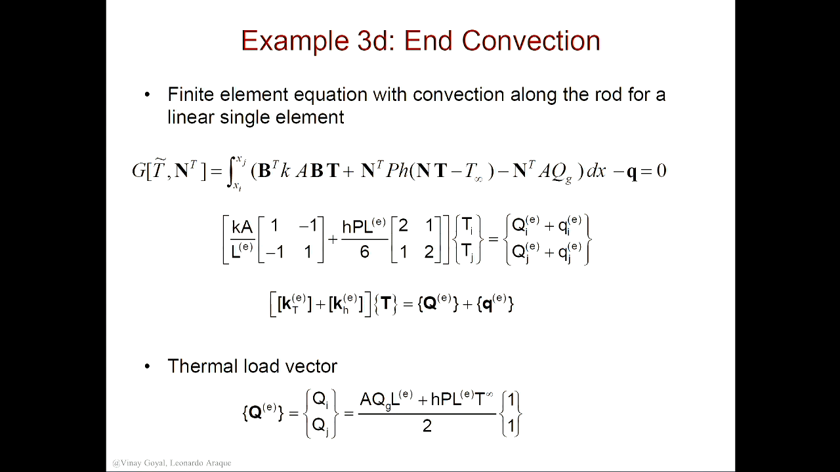And then these guys go to the other side, just like before, and this one goes to the other side. The Q is this one, and this Q has been integrated over 0 to L, N transpose AQG. I'm calling it QI and QJ, just like before. The thermal load vector, if I were to calculate it for linear elements, QI and QJ, you basically get AQGL plus HPLT infinity. It comes from this one. So N transpose pH T infinity goes to the other side of the equation. That's this contribution. You basically get this.